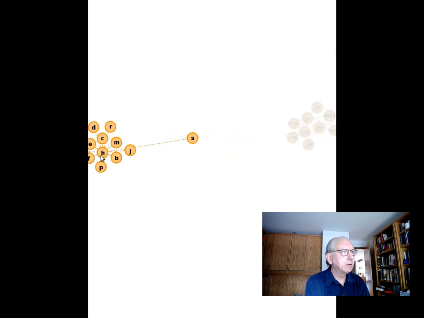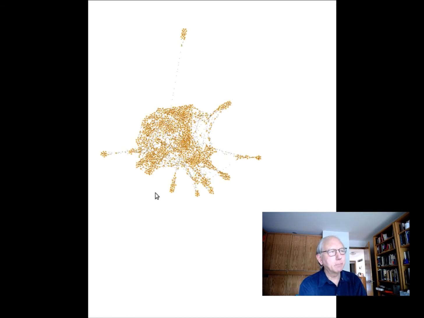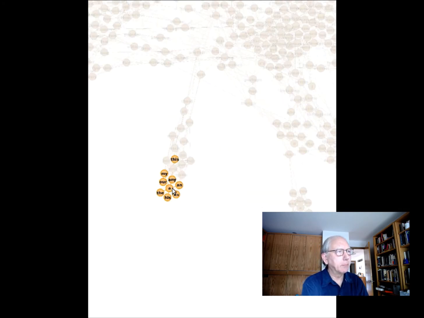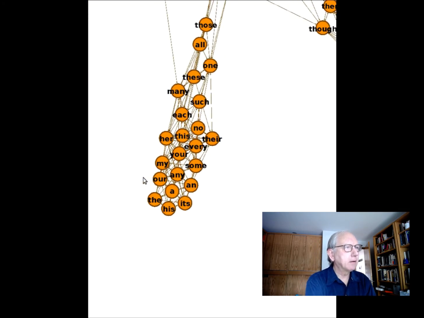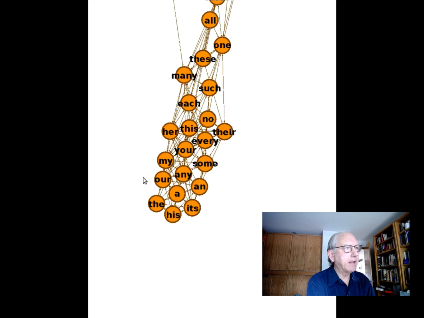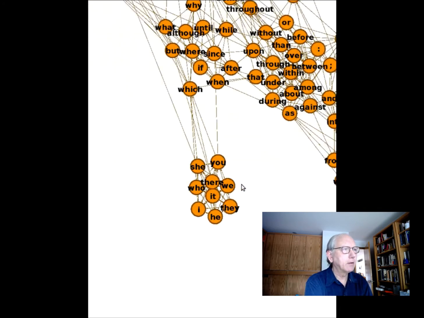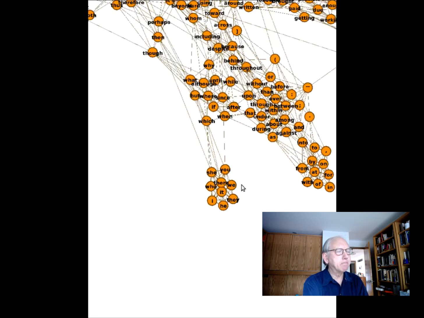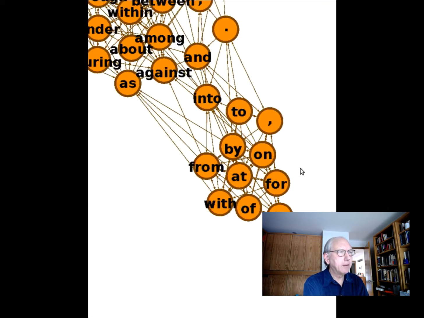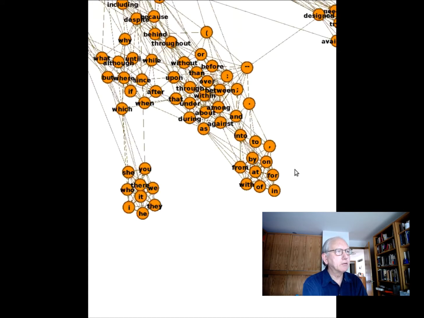And what do we see? Individual letters. These are actually middle initials of people's names. Here we've got my, any, our, an. We've got prenominal determiners. Here we've got nominative pronouns. Here we've got prepositions.